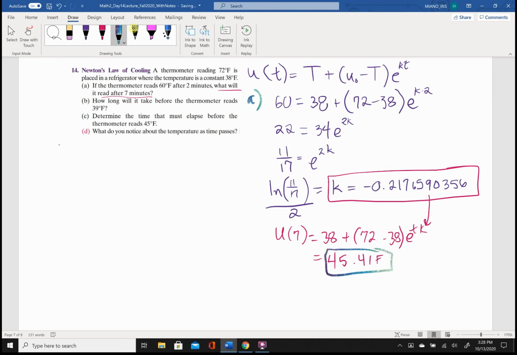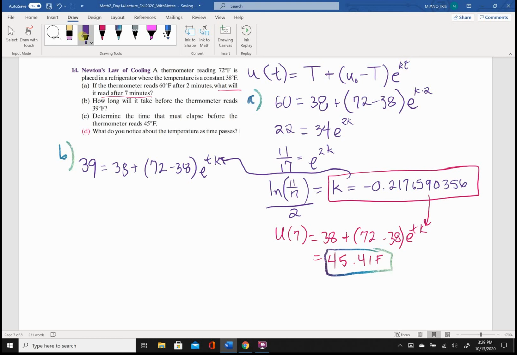Cool. So now part B, how long will it take before the temperature reads 39 degrees Fahrenheit? So we're going to take that same formula and set it equal to 39 this time. 38 plus 72 minus 38, which you don't have to necessarily rewrite every single time. We know the difference is 34, so you can write that if you want to in that place. So t again times k, which we have calculated. I'm going to just point to it and say that's the value of k, this big old number.